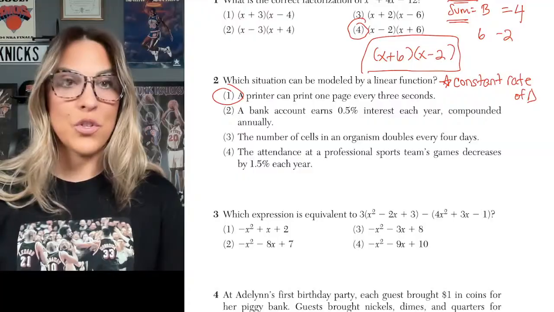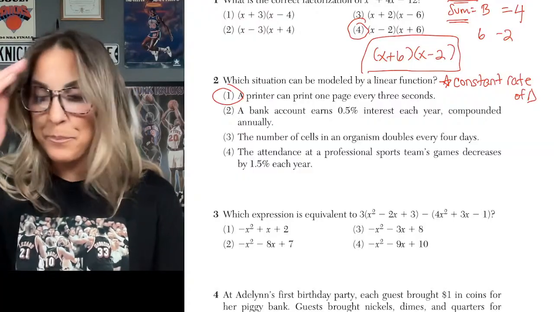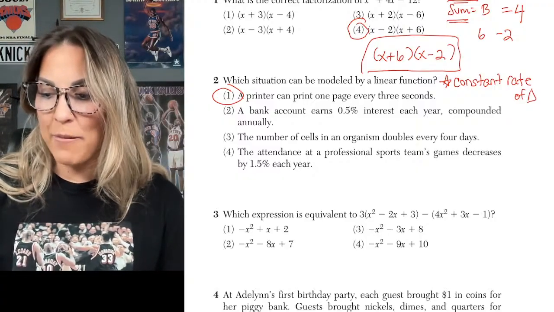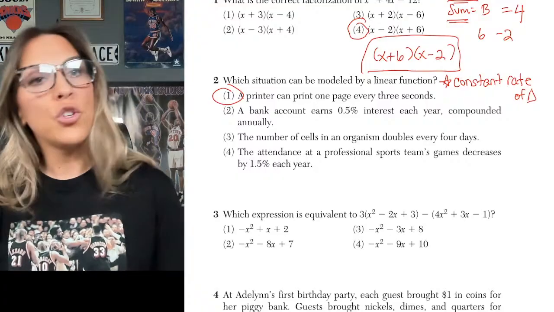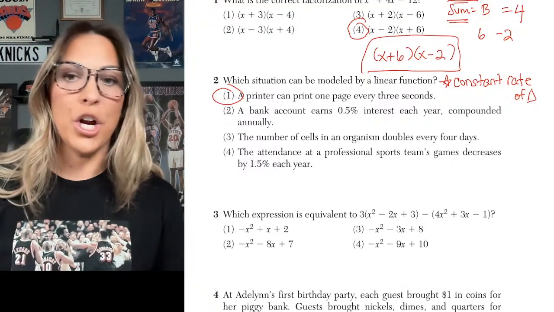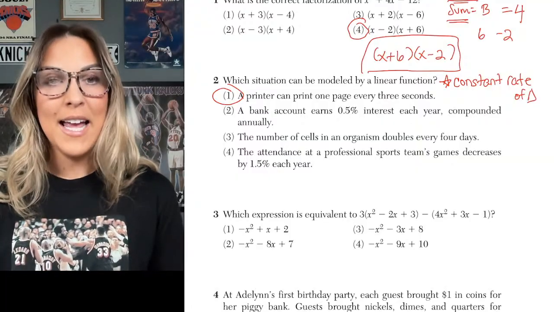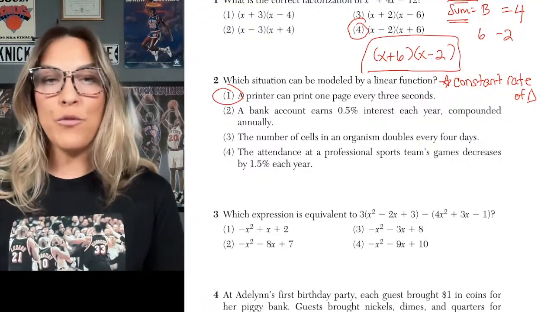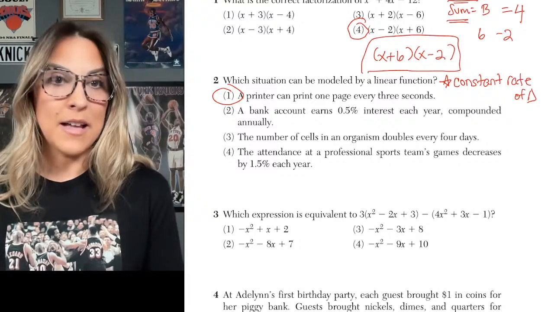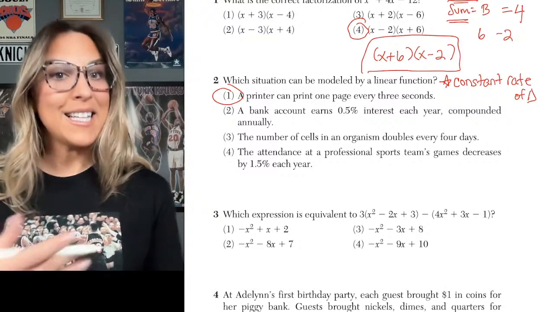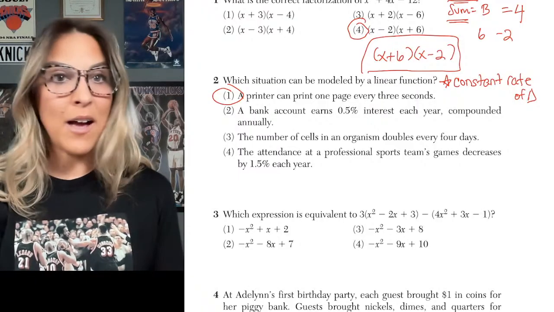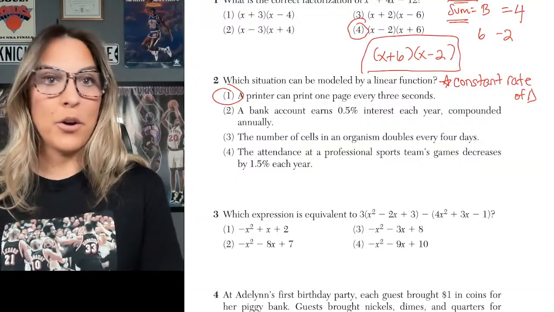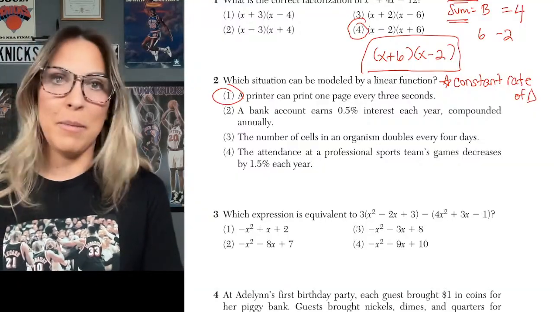I'll quickly talk about why the others are not linear, because at first glance, they might seem like they also have a constant rate of change. Number 2 says a bank account earns 0.5% interest each year compounded annually. So you might be saying, well, 0.5 each year, it's the same each year. Well, the same percent interest is not the same amount of interest each year because we're compounding annually. So if you got 0.5% interest on $1,000, that would be $5. But the next year, it's 0.5%, not of 1,000, but of 1,005 because we're compounding annually. So 0.5% of a different number is going to give me a different number. So it's not going to be constant, all right?